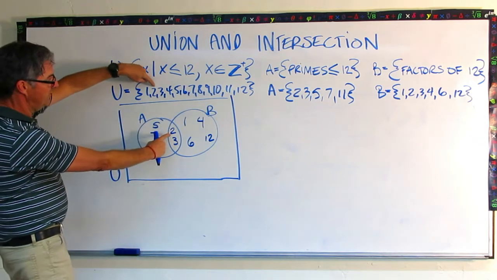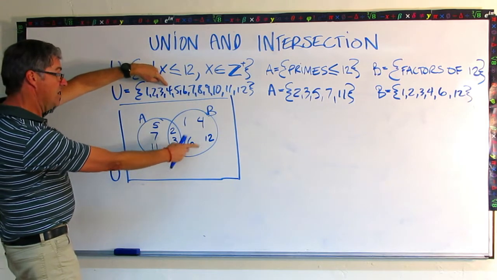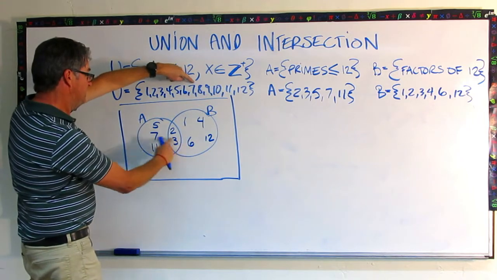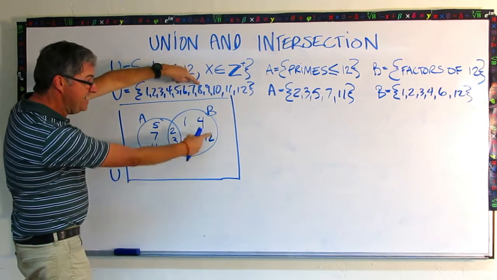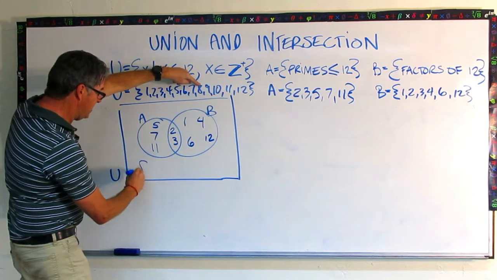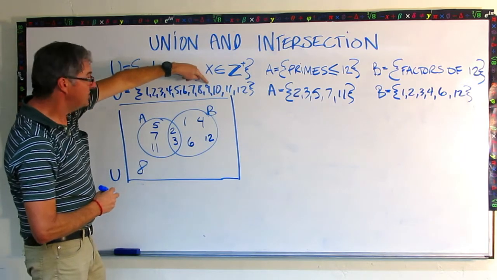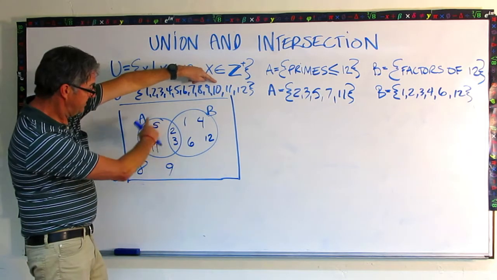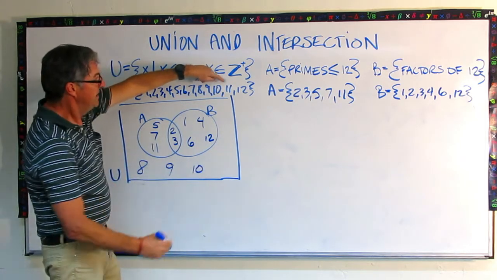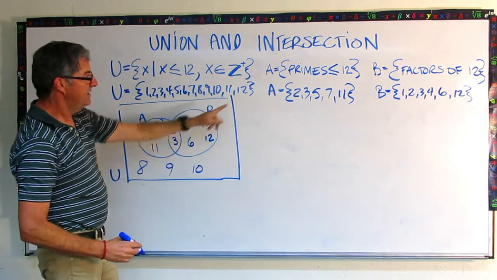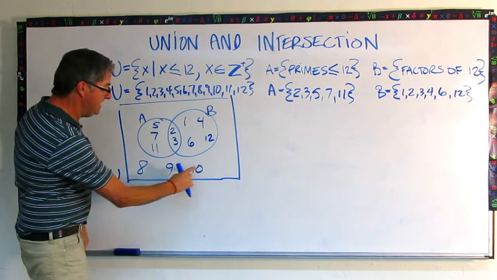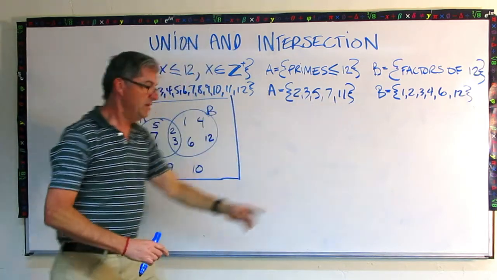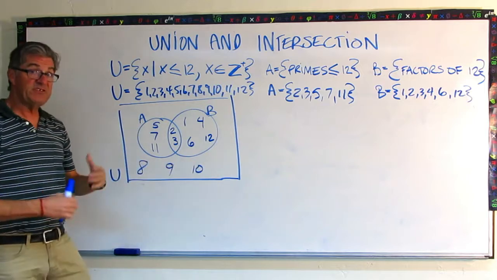1, we've got 2, we've got 3, we've got 4, we've got 5, we've got 6 is there, 7 is there, 8. 8 is not in A or B, so 8 comes out here. 9 also is not in A or B, so we've got a 9 out there. 10, I don't see 10 in there, so we've got our 10. 11 is here, and then 12 is there. So 8, 9, and 10 are the three numbers that are in U, not in A, not in B, so they go out here. So that's our Venn diagram.